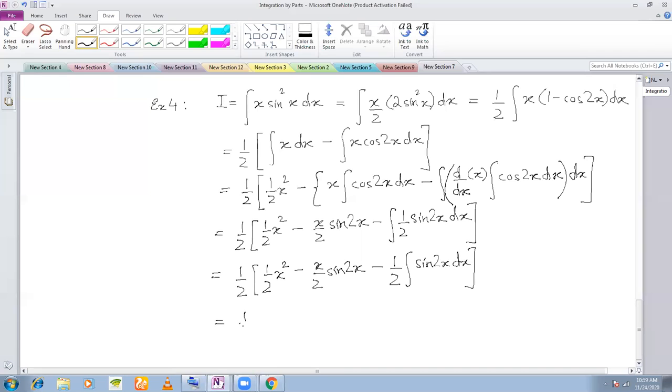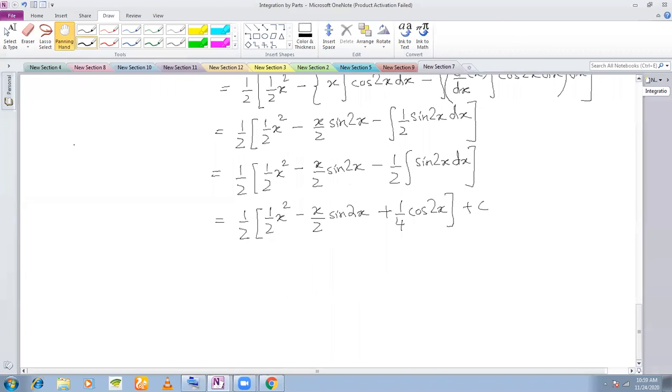So this is half of half x square minus x by 2 sine 2x, and integral sine 2x is minus cos 2x by 2. So you have, this will become a plus 1/4 cos 2x, and you add a constant of integration. Any problem with any step? No, sir. No, sir.